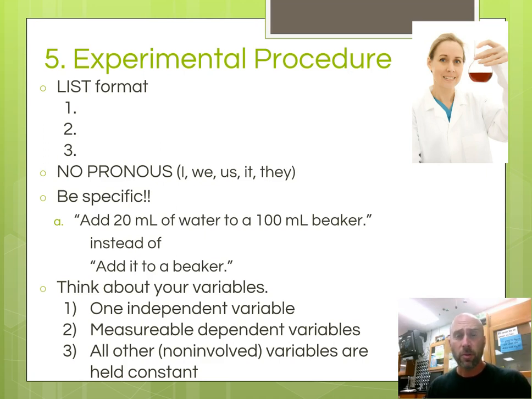Think about your variables. When you are writing these procedures, think about what you're actually trying to achieve in this lab. You're going to have one independent variable, that's the thing that you're controlling, the thing you're changing. You've got the dependent variable, whatever you happen to be measuring. And then everything else you want to list as being controlled.